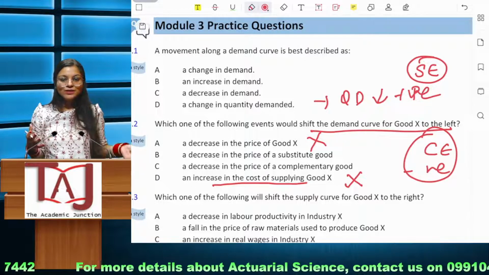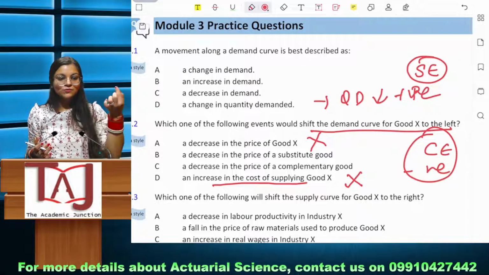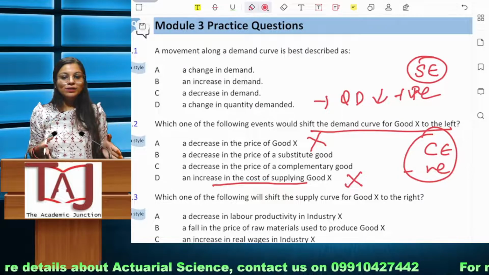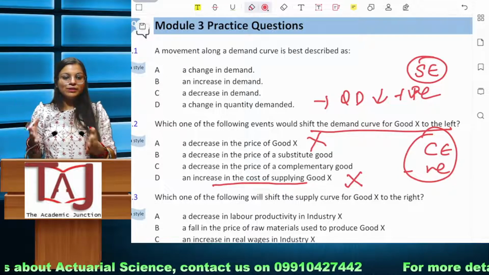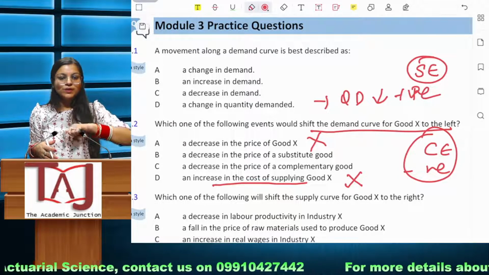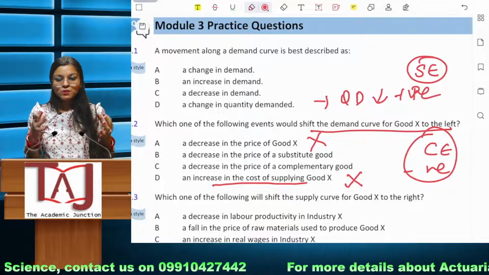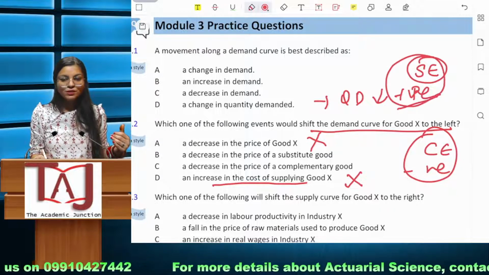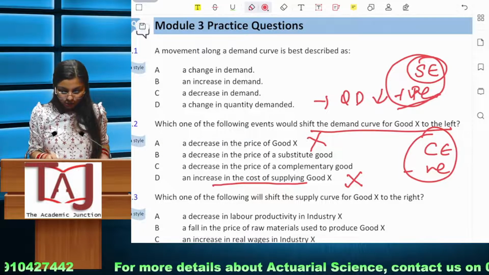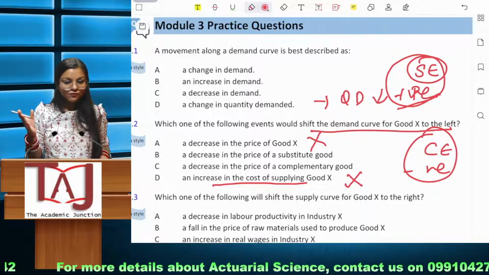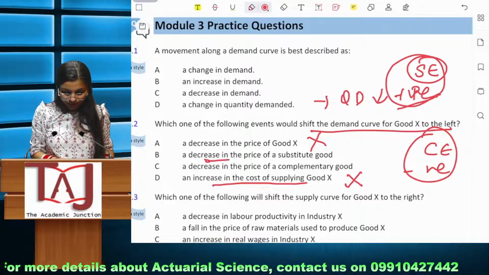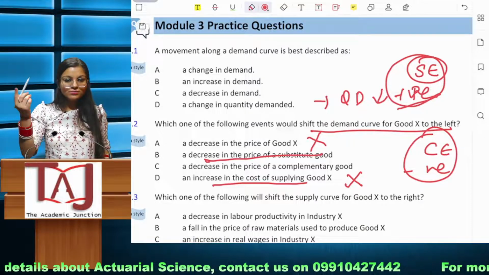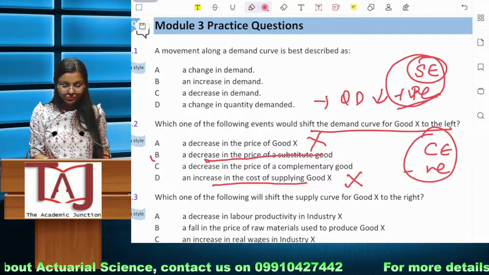Positive relationship kaise? If there is an increase in price of substitute good, it will lead to decrease in quantity of substitute good. Decrease in quantity of substitute good will lead to increase in quantity of your good because people will shift from substitute to you. So we have positive relationship in case of substitute. Now what is happening? There is a demand fall. Now decrease in price of substitute good will lead to decrease in demand. Yes, so option is B.